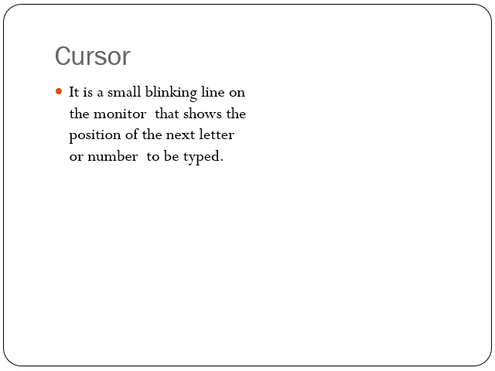Before learning about alphabet key, we will learn about one very important aspect, that is cursor. Cursor is the small blinking line on the monitor that shows the position of the next letter or number to be typed. It's just a line that blinks on the computer screen, and it shows the position of the next letter or number that we are going to type.